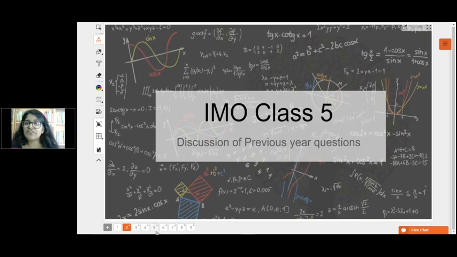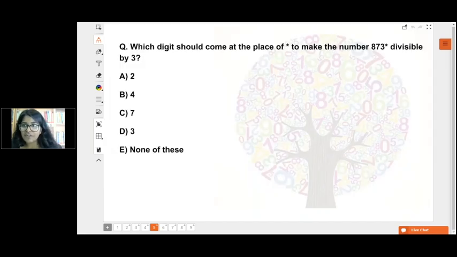So here we have the first question. Which digit should come at the place of the star, that is number unavailable for us, to make this complete number divisible by 3? So first of all, when you read the question, you can understand that this is based on the divisibility rule of 3, right? If you know the divisibility rule for 3, this is a very easy question.